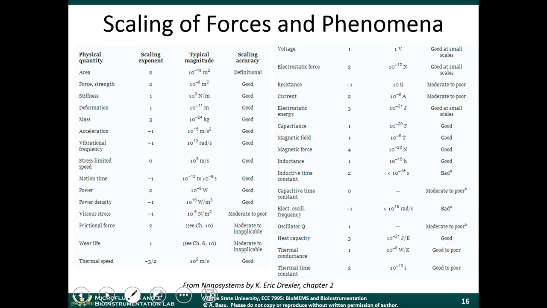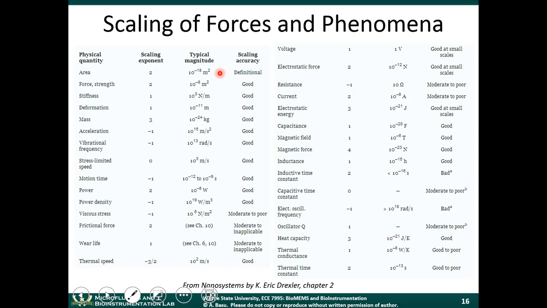This is another chart from another textbook by Drexler. It's an online textbook called Nanosystems. This also talks about the scaling of forces and phenomena. Now this particular chart has just a scaling exponent. Instead of saying L squared, it just says 2 here. And it talks about typical magnitudes of that force.